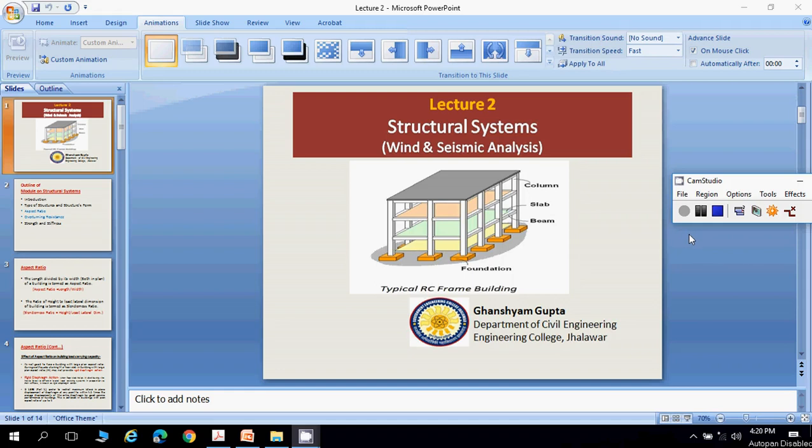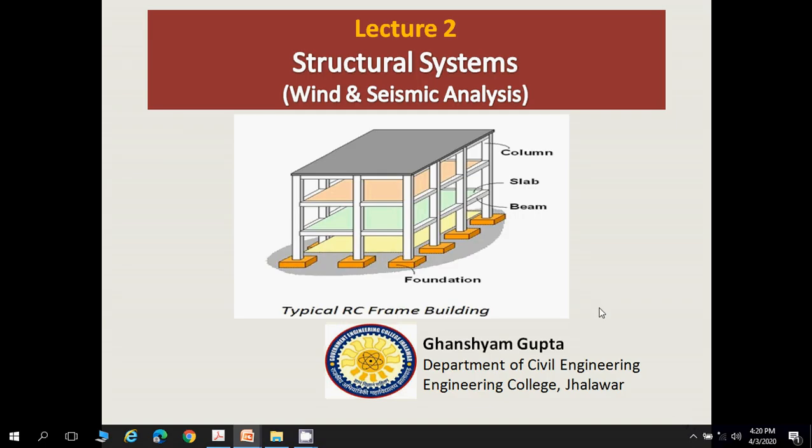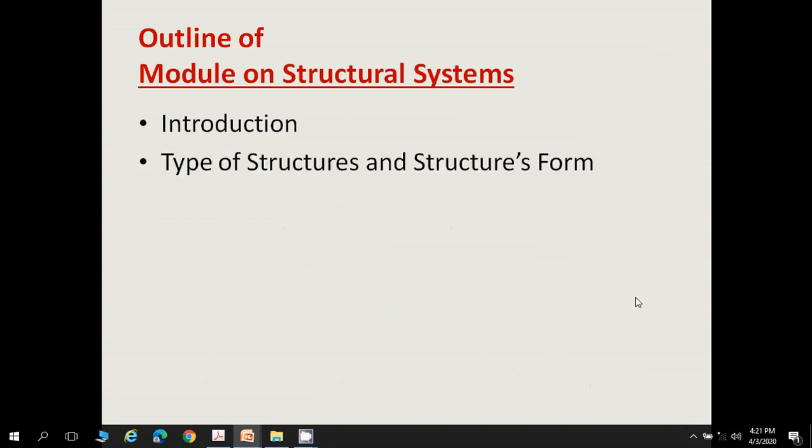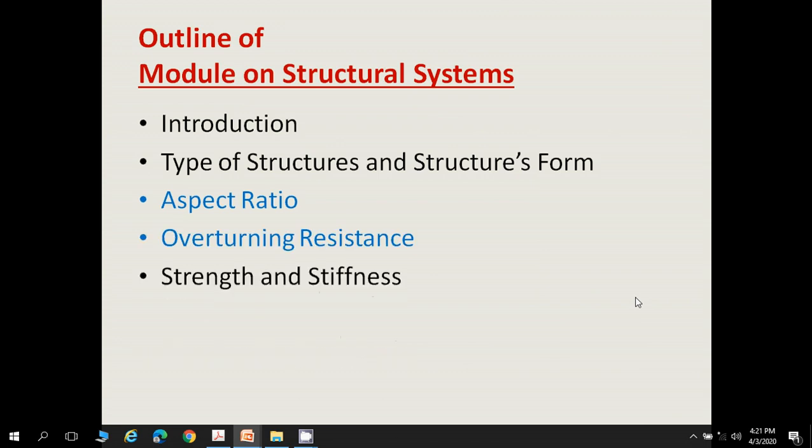Hi, welcome everyone to lecture 2 of structural systems. As we have already discussed, the outline of this module covers the introduction and types of structures and forms. Today we will discuss the aspect ratio and overturning resistance. Later on we will discuss strength and stiffness.